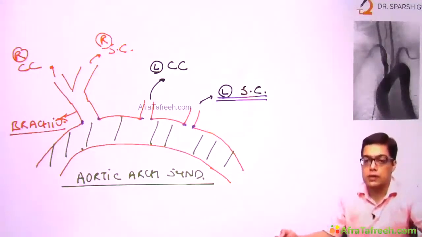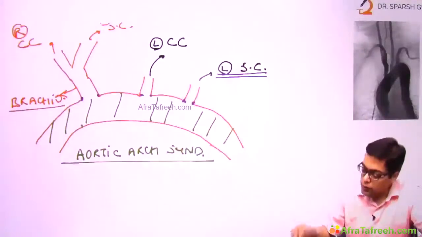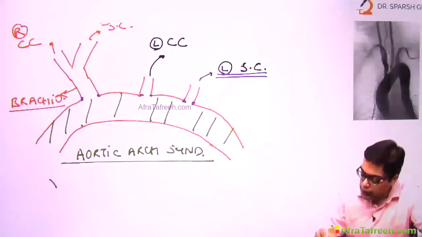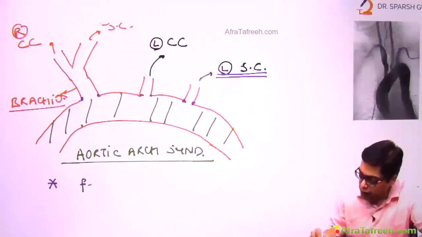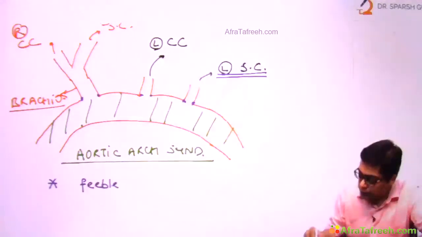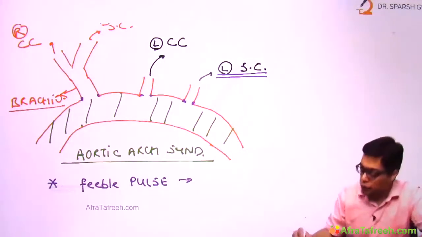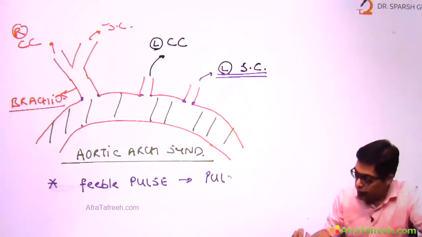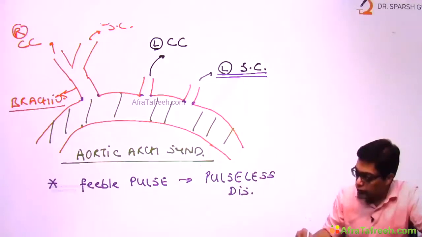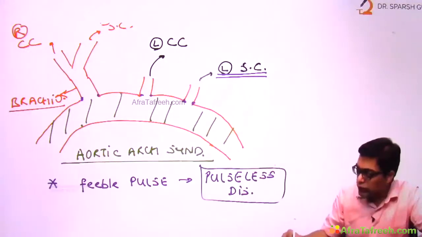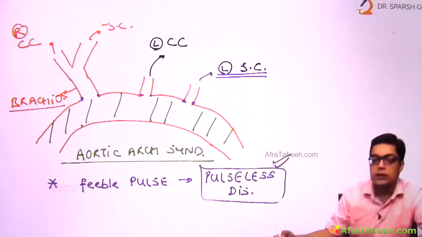Because of this particular fact, what we find in these patients is that they are going to have a feeble pulse, or a weak pulse. If the disease happens to be very severe, there is a possibility that the physician may not be able to palpate the pulse of the patient as well. So that is the reason why the disease is also known by the other important name of pulseless disease.